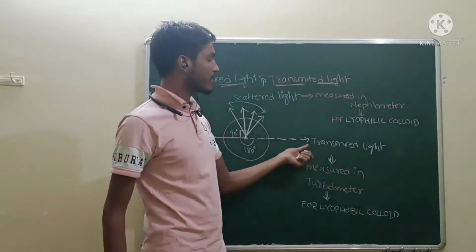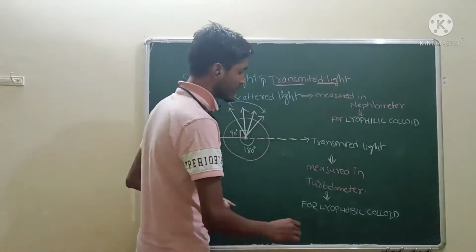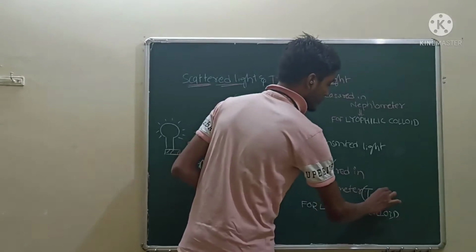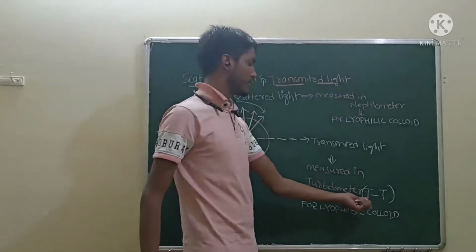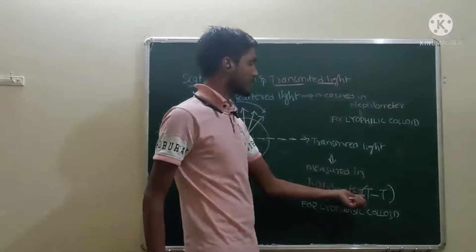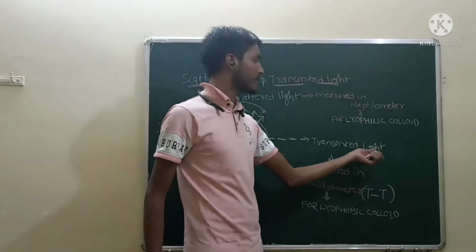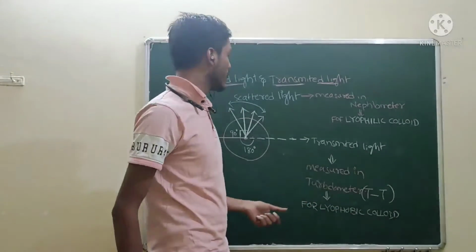In turbidometry, what can we measure? Transmitted light. In turbidometry, T means transmitted light. The turbidometer, T, measures the transmitted light. Transmitted light we can measure in the turbidometer.